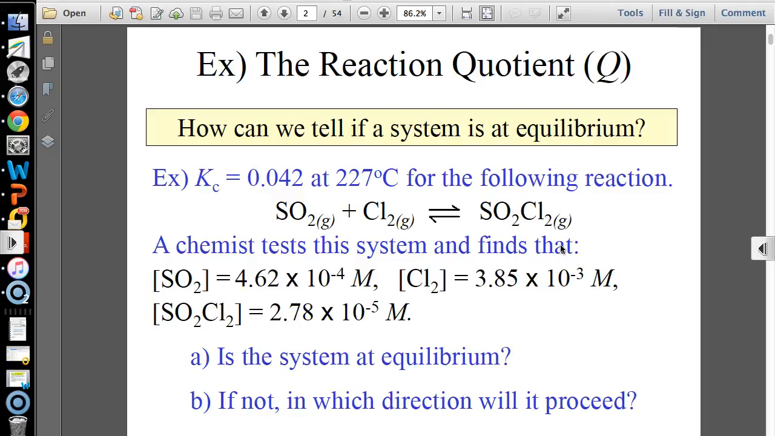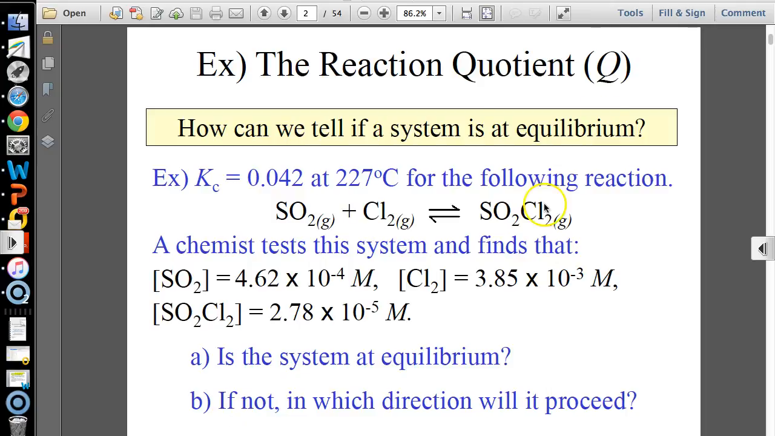So my equilibrium constant for this reaction at 227 degrees Celsius is 0.042. So I know I'm mostly reactants at equilibrium. Okay? All right. So the chemist tests and finds that the concentration of the different reactants and products are all these things. How can we tell if it's equilibrium? Well, you're going to take these concentrations and plug them into this. If you get 0.042, then you're at equilibrium. And if you don't, then you're not. That's all there is to this.